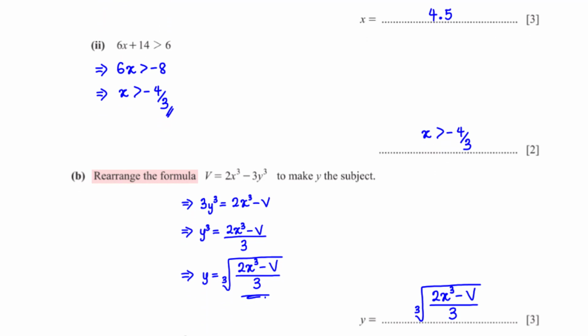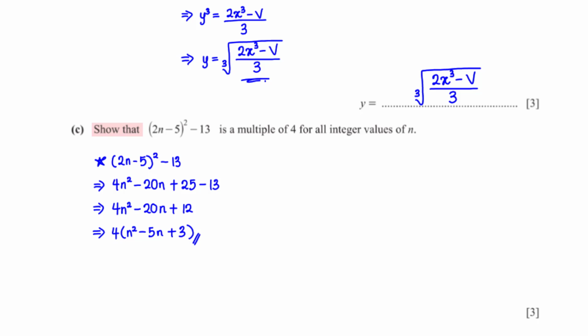Rearrange the formula v equals 2x cubed minus 3y cubed to make y the subject. When we make 3y cubed the subject of the given equation, this is what we get. When we divide both sides by 3, this is what we have. To make y the subject, we take the cube root of both sides of the equation. This gives us y equals the cube root of (2x cubed minus v) over 3.